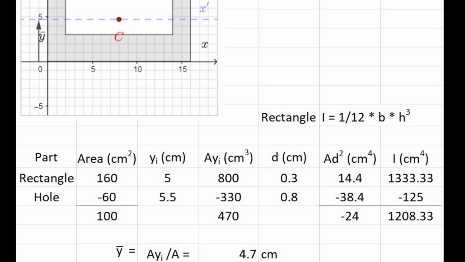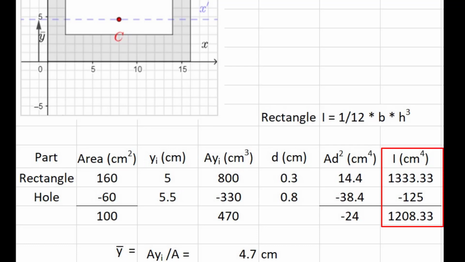So then we've calculated D for each individual part. And again, it doesn't matter if it's positive or negative, because the next column over, we're going to take the square of that. Okay, so then we're going to A, the area, which we already found out, times D squared. All right. And then the next column over, we're going to find the moment of inertia for the part, regardless of its location in the composite structure. And that formula we're going to use, for a rectangle, is 1/12 the base times the height to the third.